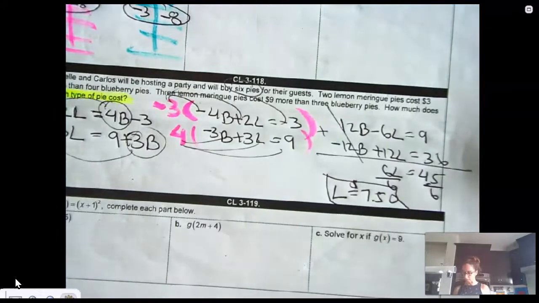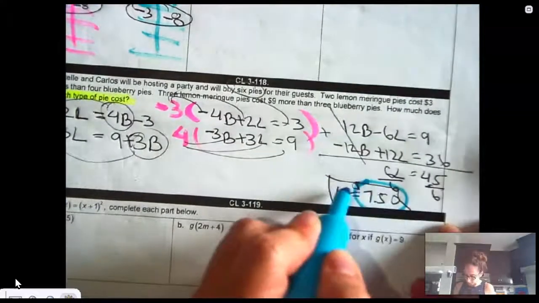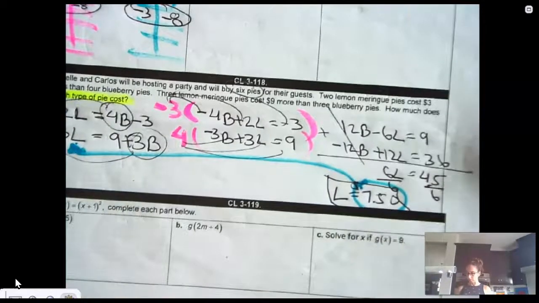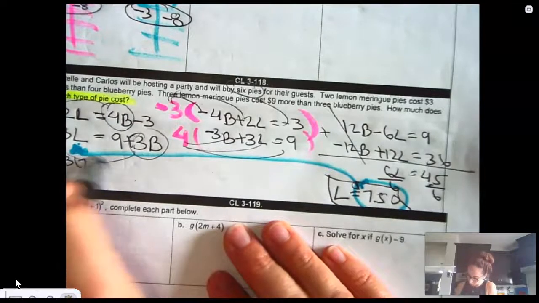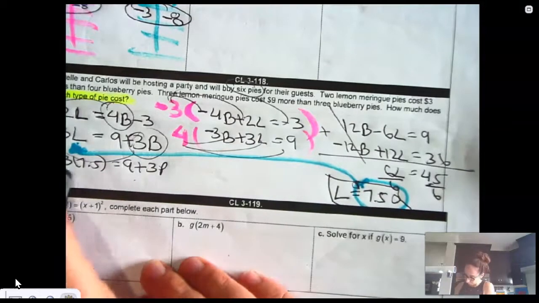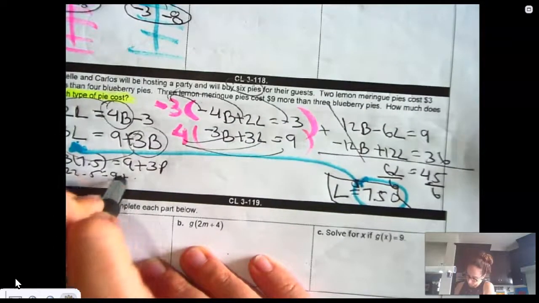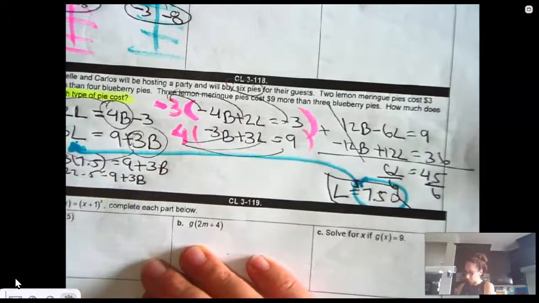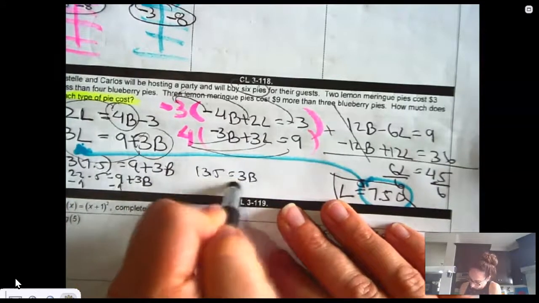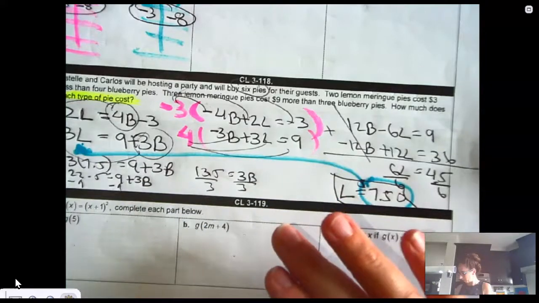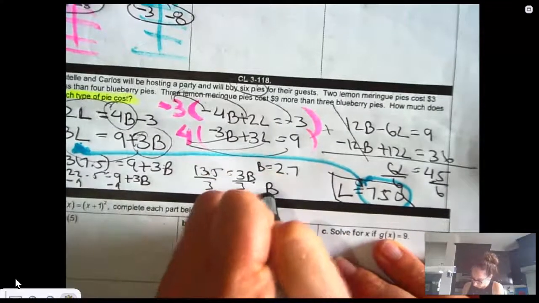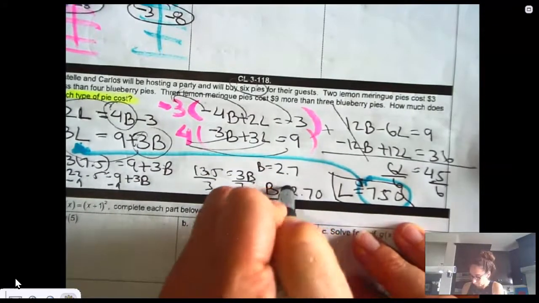Well, how would I figure out how much blueberries cost? I'll take the 7.5 and I'll plug it in for L, either this L or this one. I'll plug it into this one because I don't like negatives. And I'm going to go 3 times 7.5 equals 9 plus 3b. 7.5 times 3 is 22.5 equals 9 plus 3b. Subtract 9. I get 13.5 equals 3b, and then I divide by 3. And it's 2.7, which means blueberry pies cost $2.70.